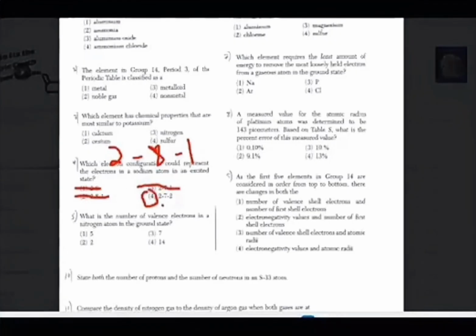You have an electron that's been promoted from the second level into the third, which puts it in the excited state. 2 plus 7 plus 2 equals 11. For number 5, what is the number of valence electrons in a nitrogen atom in the ground state? Again, I put this with reference table S because if you don't know the symbol for nitrogen is N, then you want to go there first and double check. Then you're going to go to the periodic table, find N, and find the number of valence electrons.